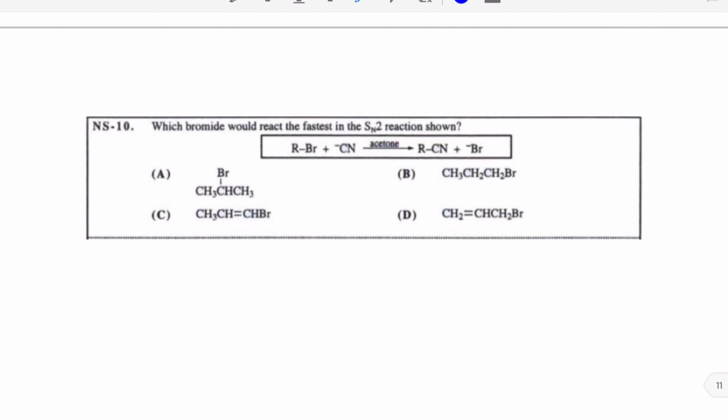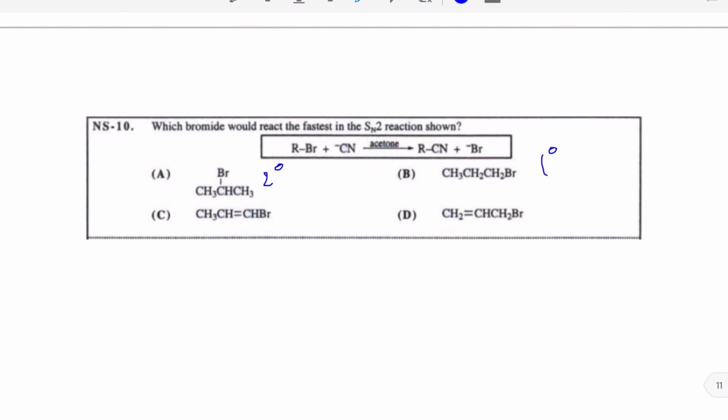when we look at each one of these potential alkyl bromides, we need to classify what they are. So for choice A, we find that we actually have a secondary alkyl bromide, because that bromide is attached to a carbon, which is also attached to two carbons, so that makes it a secondary alkyl bromide. For choice B, we find that we actually have a primary alkyl halide, because the bromide is attached to a primary carbon.